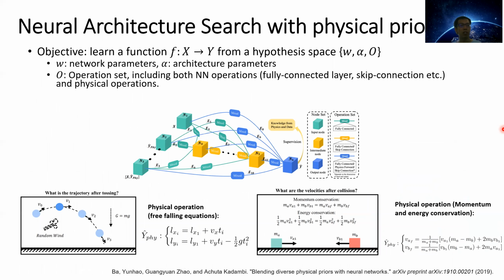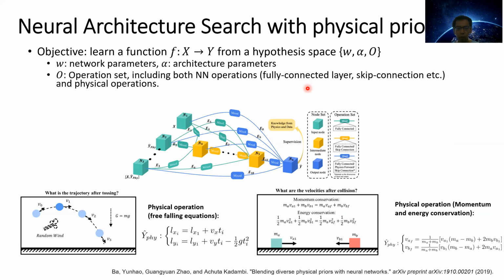And here we talk about a more general problem of searching for the optimal neural network architectures. We have the same objective here, which is to learn a predictive function f from input features x to the output target variables y. But here the hypothesis space consists of not only the network parameters, but also the architectural parameters. So we have to determine, for example, what kind of connections we should use to connect each pair of hidden units, or from hidden units to the output units. For example, whether we should use fully connected layers or skip connection layers, and so on.